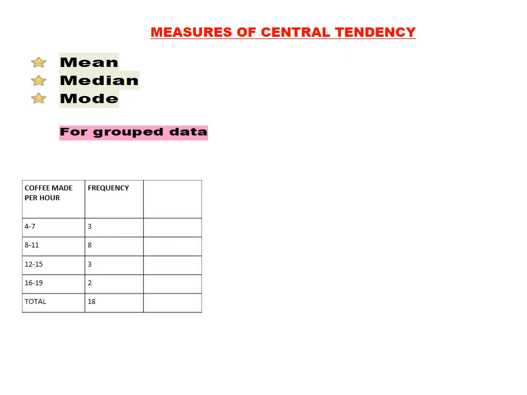The first example says the intervals are 4 to 7, 8 to 11, 12 to 15, 16 to 19, and 3, 8, 3, 2 respectively are the frequencies. Here you can see the upper limit of the first interval is 7 and the lower limit of the second interval is 8. So we are stopping at 7 in the first interval, but starting with 8 in the next interval. So this kind of interval has a break, you can say.